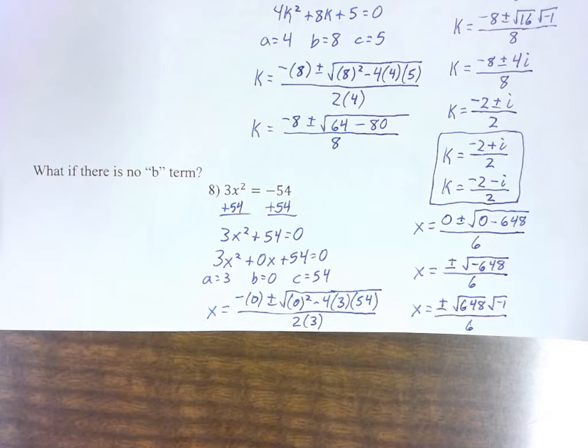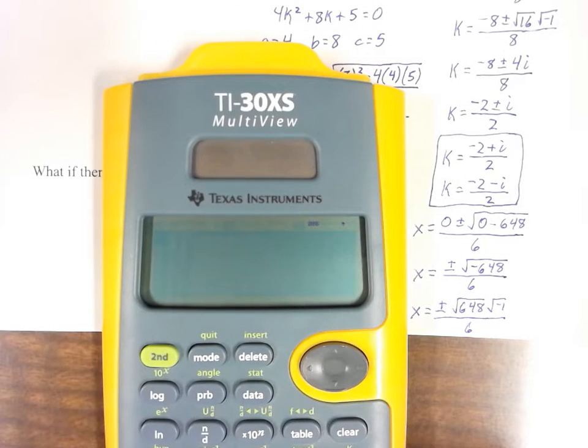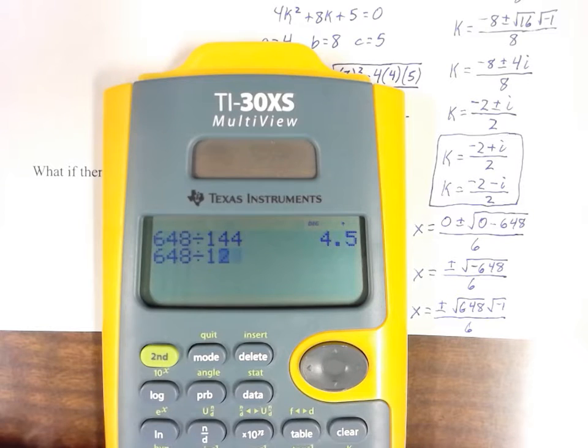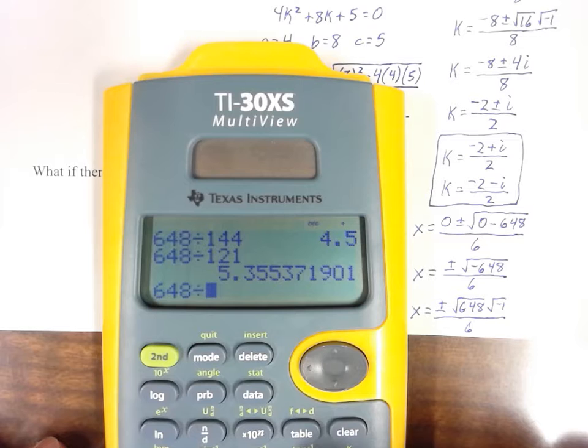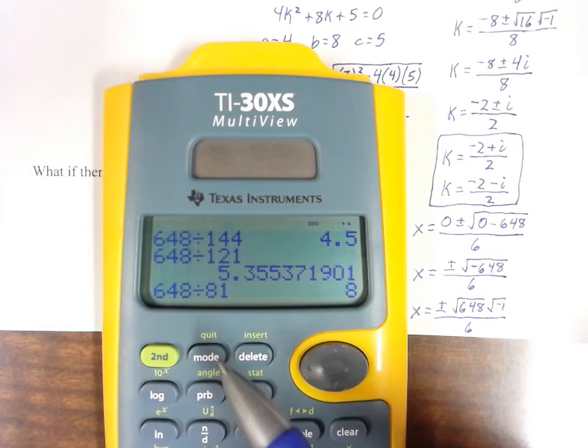So I'm going to take out my calculator and take 648. Can I divide it by 144? I get a decimal. 648 divided by 121, 11 squared, decimal. 648 divided by 100, I know that won't work. 81, 9 squared, is 8. There we go. So I'm going to separate it into square root of 81 and square root of 8.